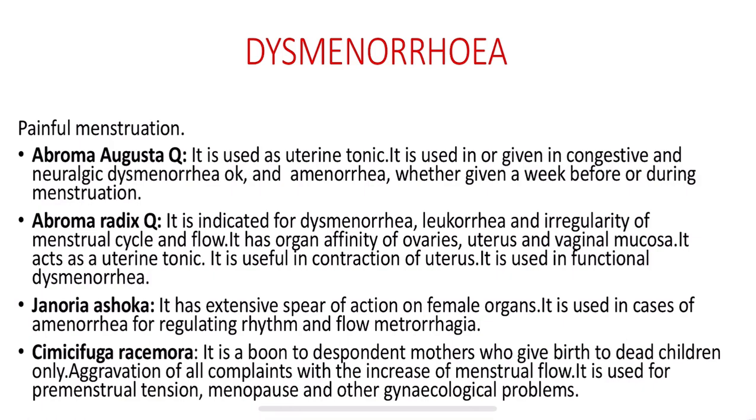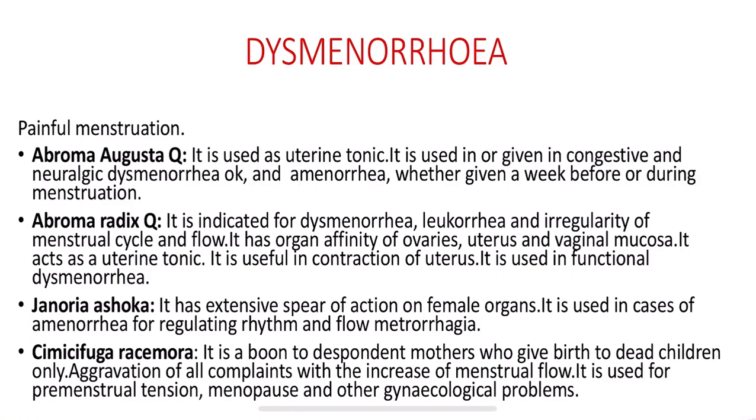Jonesia asoka. So there's some error here. It's not Jonoria. It's Jonesia asoka. It has an excessive sphere of action on the female genital organs, or reproductive organs. It is used in cases of amenorrhea for regulating the rhythm and flow, and in metrorrhagia. That is, the irregularity of the menses can be controlled using Jonesia asoka.